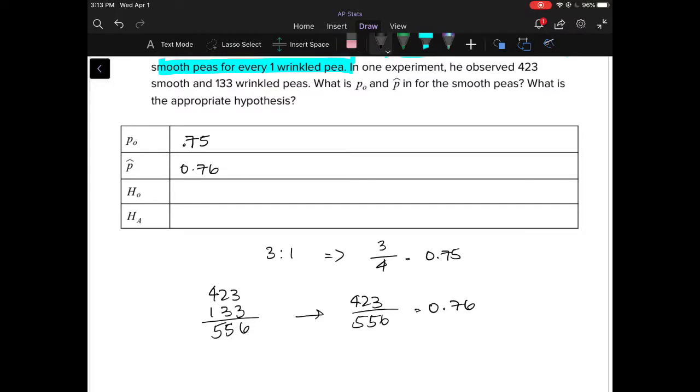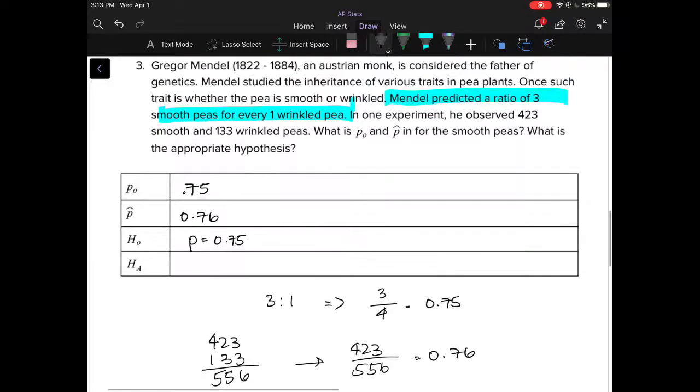Now, we need to write our hypothesis, right? Our null hypothesis is the easy part. P is equal to 0.75. Now, what would our alternate hypothesis be? Well, they didn't really tell us, right? But we're going to assume that he's looking to see if this is equal to 0.75 or not. So this means that P does not equal 0.75. I hope that this launch helps you have a better and clearer understanding on how to find P naught and P hat.